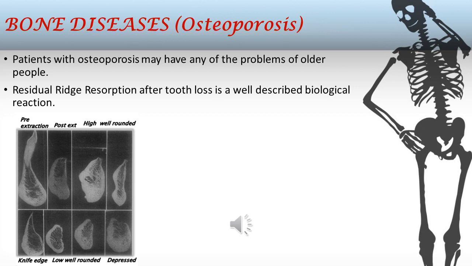Residual ridge resorption after tooth loss is a well described biological reaction: a decrease in biomechanical loading on bone reduces the stress within the bone, and results in resorption of the bone at its periosteal surface.